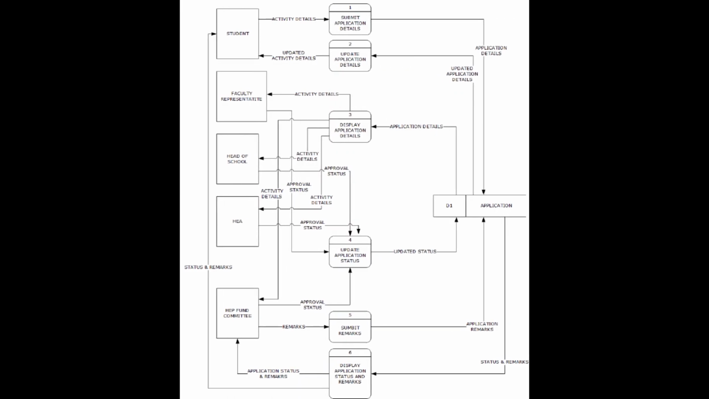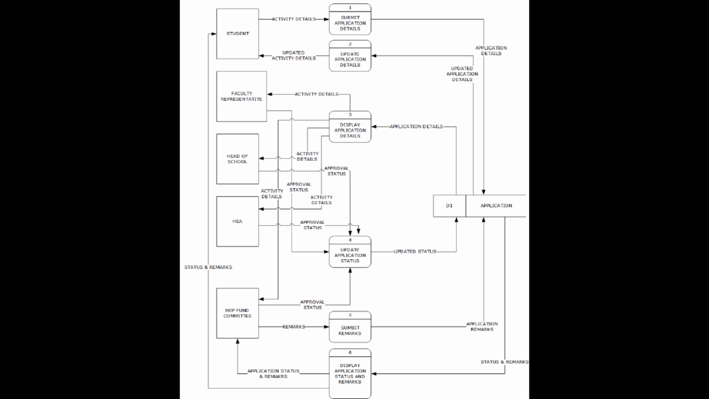This is the diagram 0, an expansion of context diagram of our system. It begins with process 1, submit application details. In this process, the students will be able to submit the application details to the data store application. For process 2, student may update the application details and the updated details will be stored in the same data store. Next is process 3, display application details.